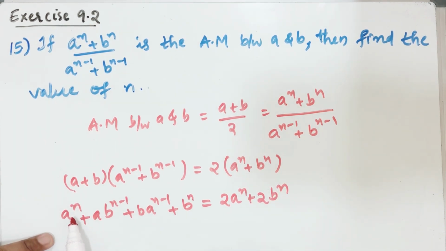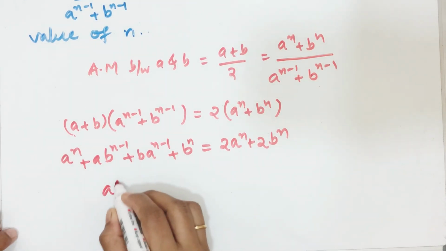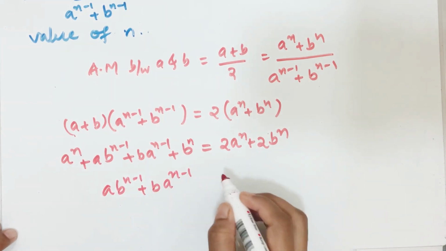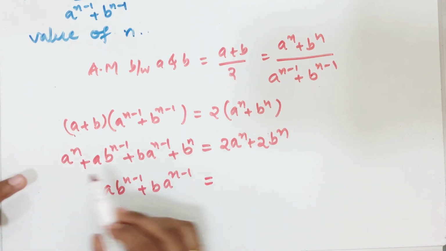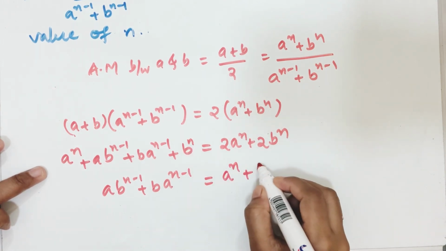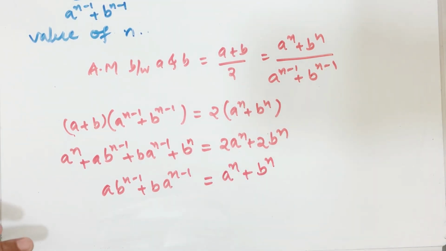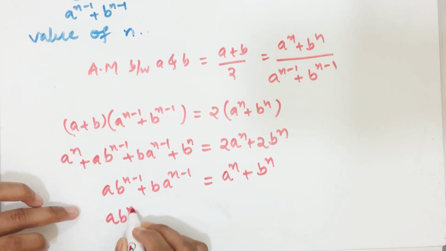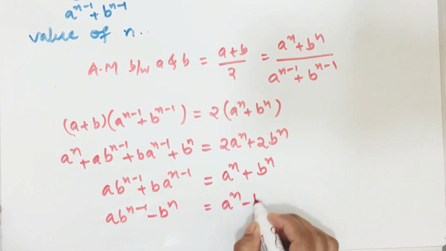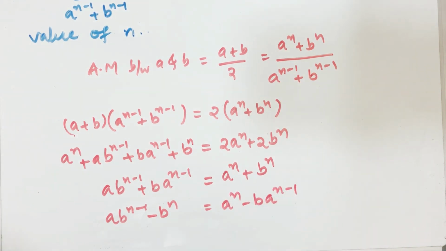Now get this a raised to n plus b raised to n to the side. That is a b raised to n minus 1 plus b a raised to n minus 1 equal to 2a raised to n minus a raised to n, that is a raised to n, plus 2b raised to n minus b raised to n is equal to b raised to n. Now get the terms with the b power to one side and a power to the other side. See, a b raised to n minus 1 minus b raised to n is equal to a raised to n minus b a raised to n minus 1.